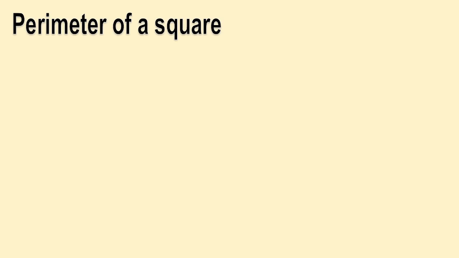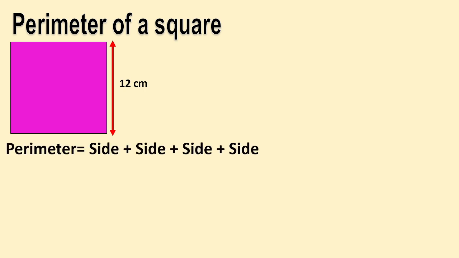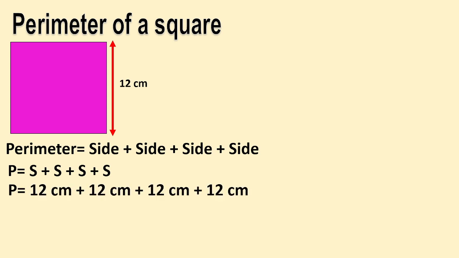Another, find the perimeter of a square. One side of a square measures 12 centimeters. We are going to write the formula, perimeter equals side plus side plus side plus side, or P equals S plus S plus S plus S. Next, we write 12 centimeters plus 12 centimeters plus 12 centimeters plus 12 centimeters. So 12 plus 12 plus 12 plus 12 equals 48 centimeters. So the answer is 48 centimeters.